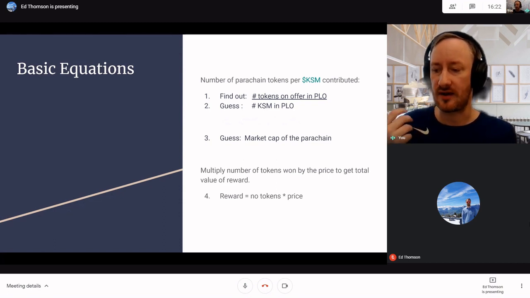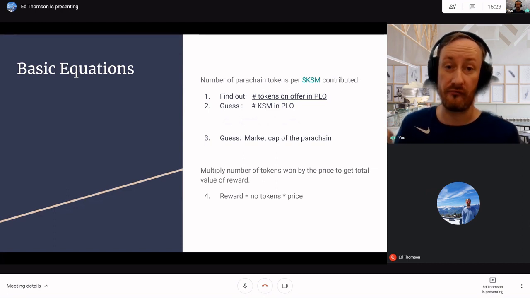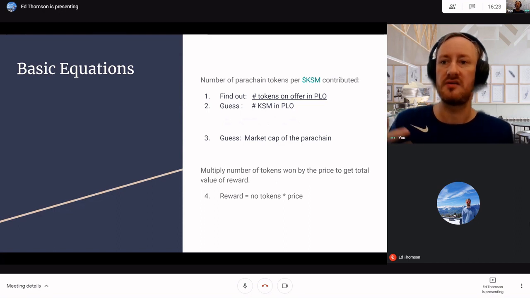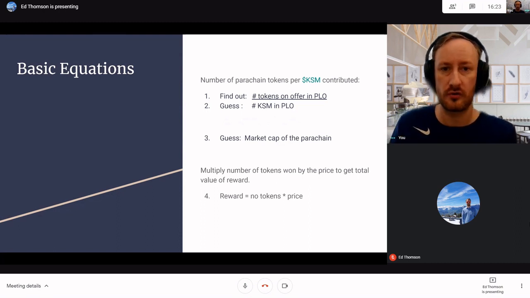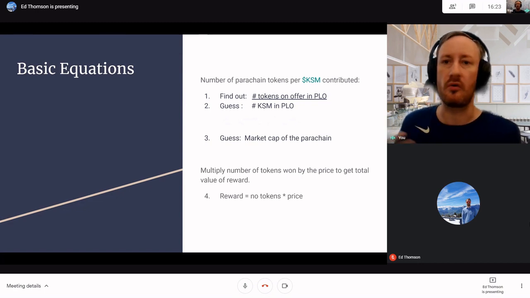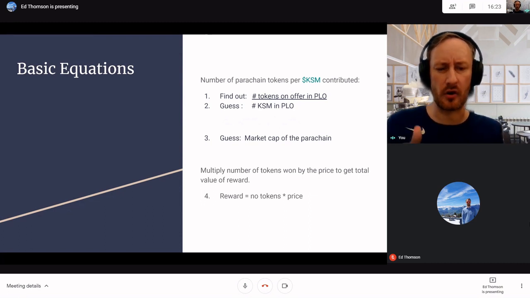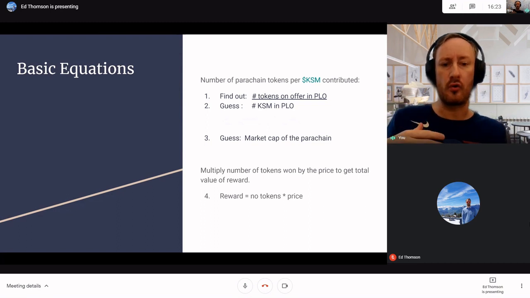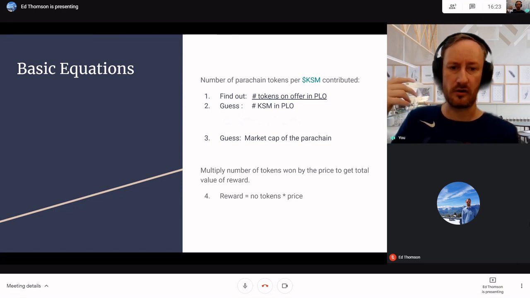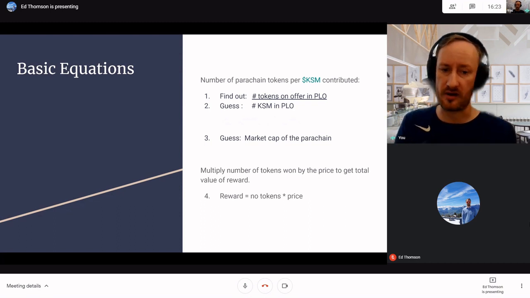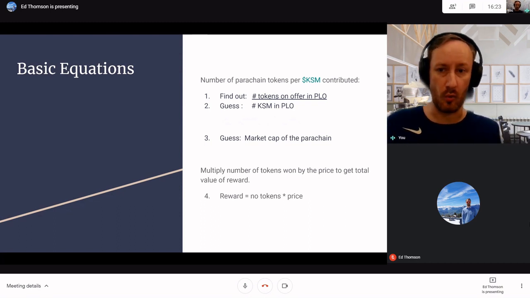You also need to take a guess at the market cap of the Parachain in order to get some sense of the value of the reward, and therefore, does it make sense? Will it be worth your time? Is it worth the risk, basically? At the bottom, I'm saying the same thing. You will get a number of tokens from that first equation, lines 1 and 2 together. Then you multiply that by the token price. The token price you obviously get from the market cap, and that will give you your total reward.